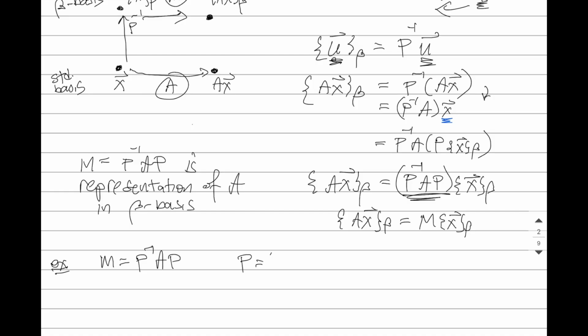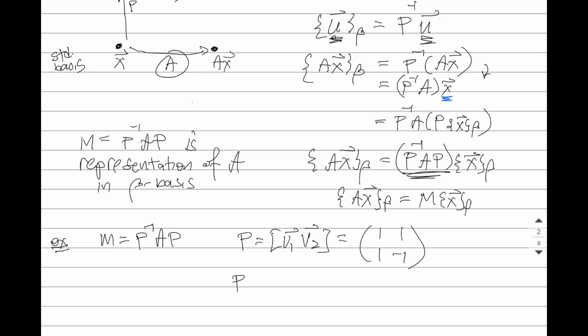P is a matrix that's formed from our basis vectors. So our basis vectors looked like this, very straightforward. It's also very straightforward to invert a 2 by 2 matrix. There's a simple formula. You can use row reduction, whatever you'd like. Our original matrix in the standard basis was given by that.